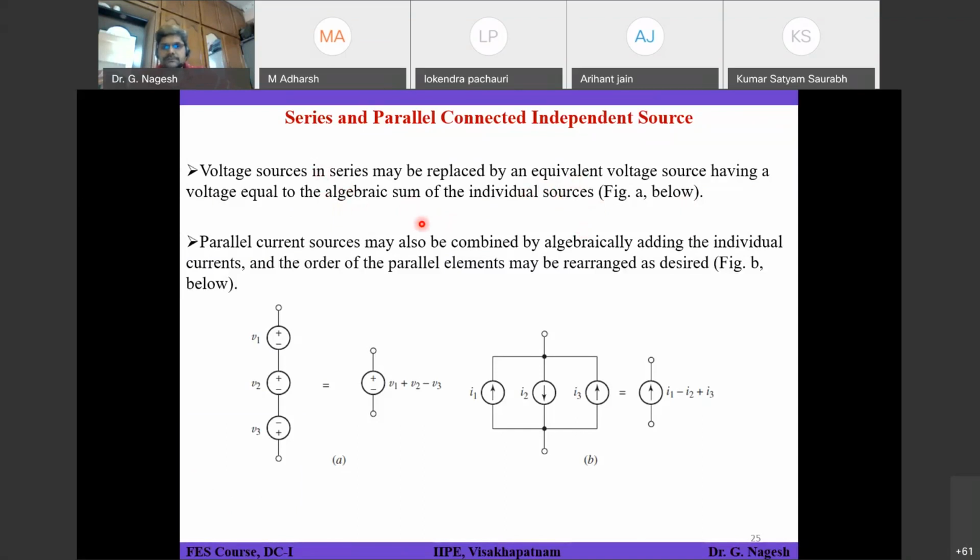See example A: there are 3 voltage sources connected in series. You should check the polarity of each individual voltage source. V1 and V2 have the positive terminal on top and the negative terminal on the bottom. But V3 is in the opposite direction. So what will be the net voltage? You should take the algebraic sign into consideration. These two are going to add up. Let's say this is 5 volts and this is 10 volts. These two add up, so it becomes 15. But this one is in the opposite direction.